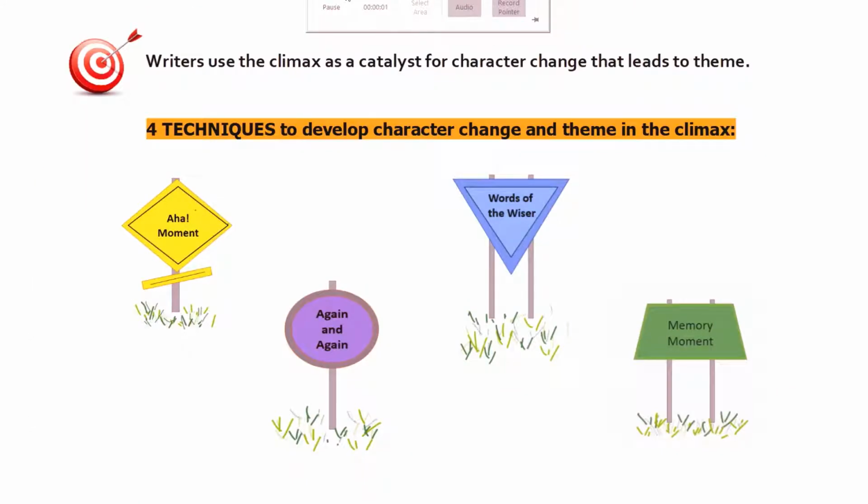As you see, there can be a lot of overlap in these techniques, but try to use one or more of them in different places in your story to help develop your character change and to establish a theme.